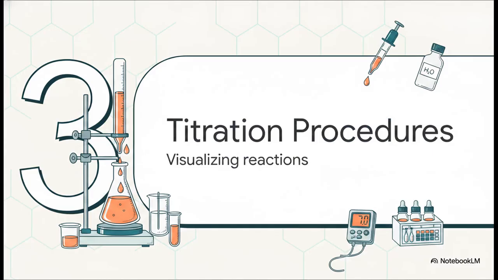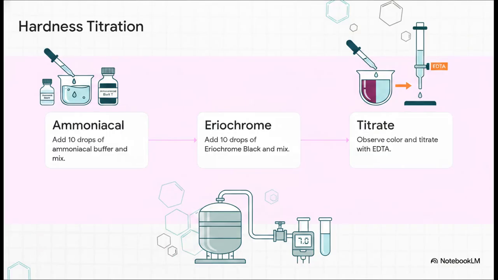Okay, part 3, titration for hardness and alkalinities. We're visualizing precise chemical reactions here. When it comes to hardness, the procedure is strict and it is uncompromising. Step 1, add exactly 10 drops of ammoniacal buffer and mix it up. Step 2, add 10 drops of Eriochrome Black and mix again. From there, we are watching closely for a critical color change to figure out if we actually need to start titrating with our EDTA reagent.